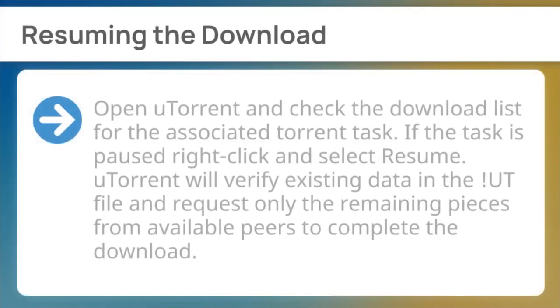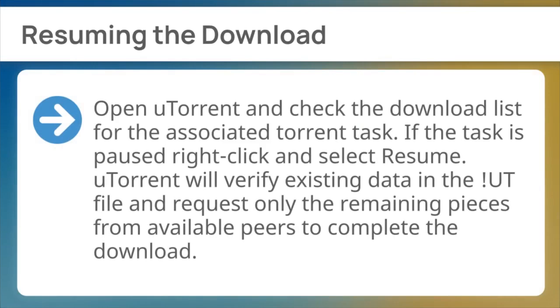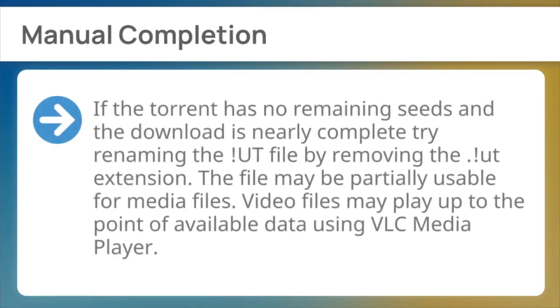First, resuming the download. Open uTorrent and check the download list for the associated torrent task. If the task is paused, right-click and select Resume. uTorrent will verify existing data in the UT file and request only the remaining pieces from available peers to complete the download.